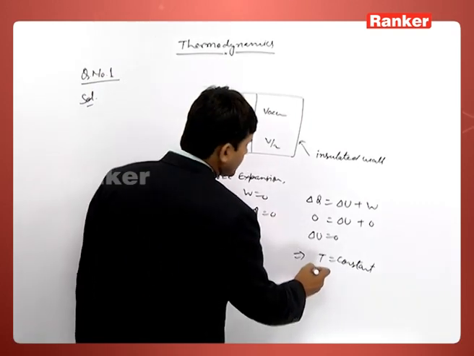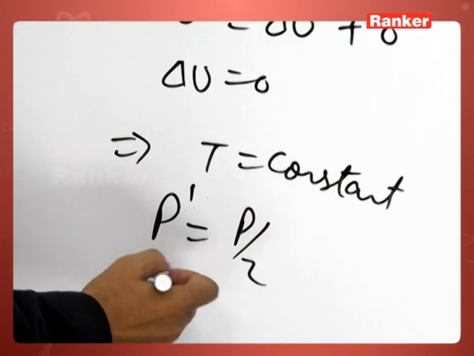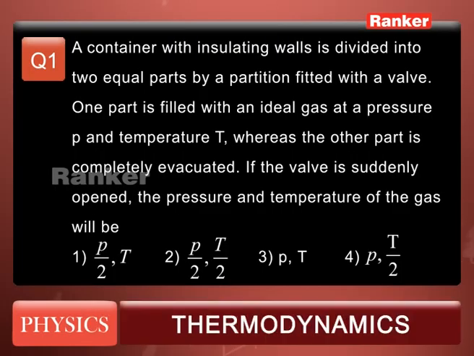So the pressure of the gas will be the new pressure P by 2, and the new temperature will remain T. So the first option is the correct option. That is the answer. The pressure will be P by 2 and the temperature will remain as T.